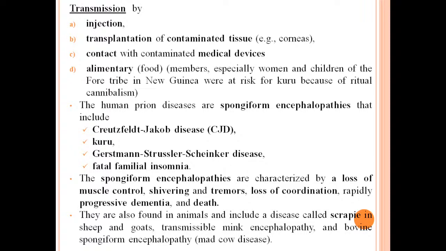The human prion diseases are spongiform encephalopathies that include Creutzfeldt-Jakob disease, Kuru, Gerstmann-Straussler-Scheinker disease, and fatal familial insomnia, when patients lose their ability to sleep. They can't sleep. The spongiform encephalopathies are characterized by a loss of muscle control, shivering and tremors, loss of coordination, rapidly progressive dementia, and death. They are also found in animals and include a disease called scrapie in sheep and goats, transmissible mink encephalopathy, and bovine spongiform encephalopathy, mad cow disease.